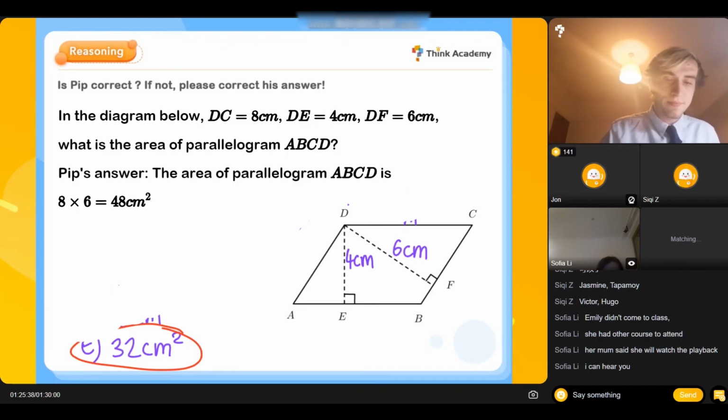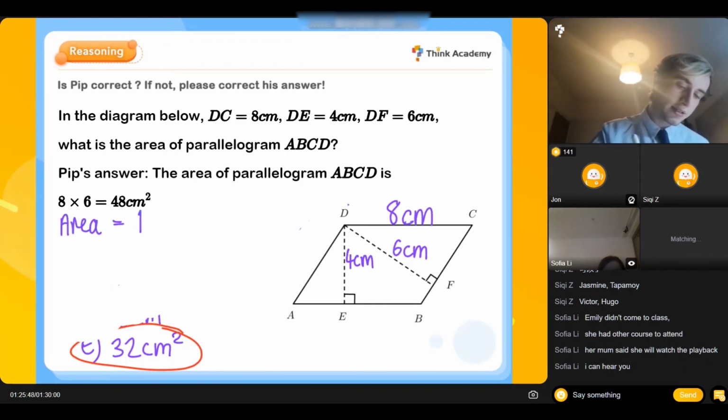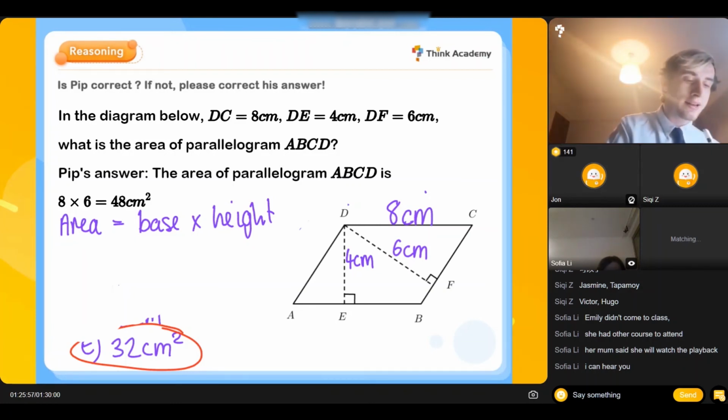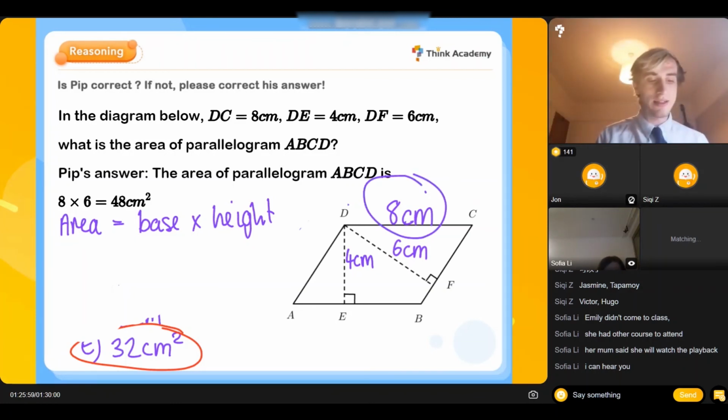Now, what was that height that I've rubbed out? DC equals 8 centimeters. So area is equal to base times height. And the height needs to be the perpendicular distance between the base and the top. So they've only given us one length here around the outside. That's 8 centimeters. So I'm going to use that as my base. So 8 is going to be my base.